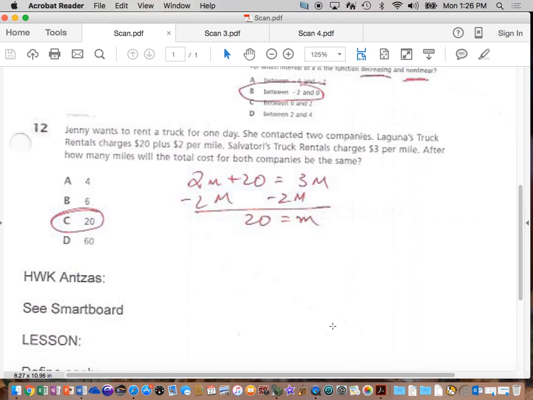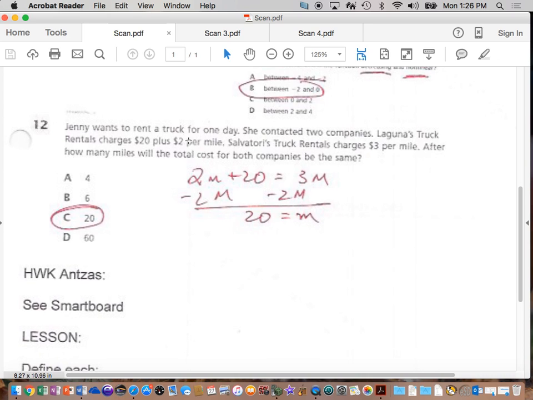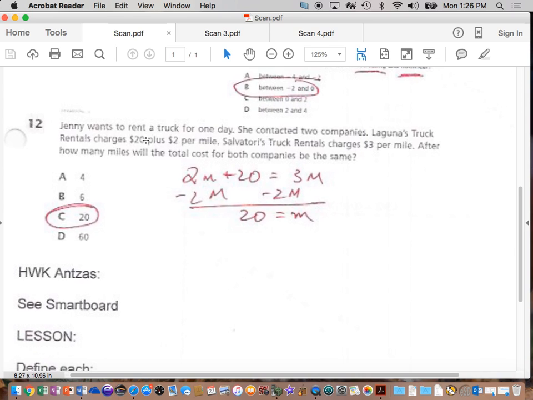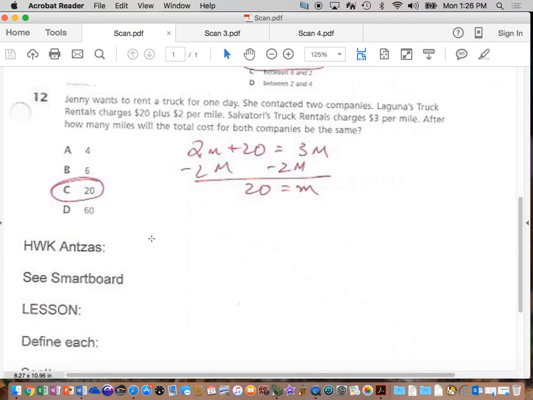Opposite side, opposite operation, subtract 2m from both sides, and I get that 20 is equal to m, so the answer is 20. Now, if you didn't do it that way, you could have plugged in the 20 and just seen what it gets. If it's $2 per mile and you put in 20 miles, what's 2 times 20? 40. Plus 20 more makes? 60. And then over here, 3 per mile means 3 times 20. What's 3 times 20? 60. So they're both the same. That would not work with any other choice there. Okay, any questions? No. Okay.